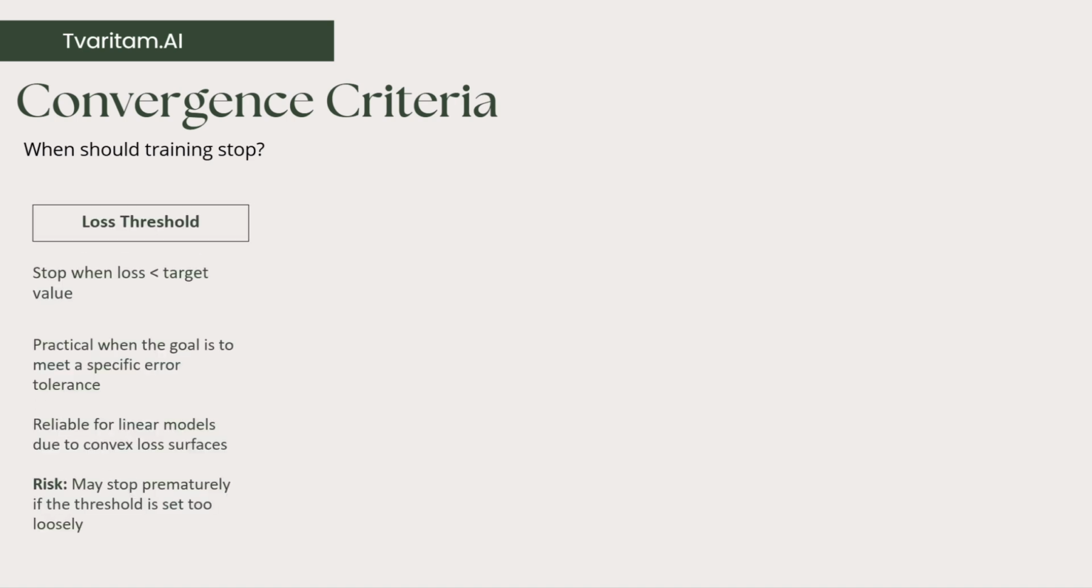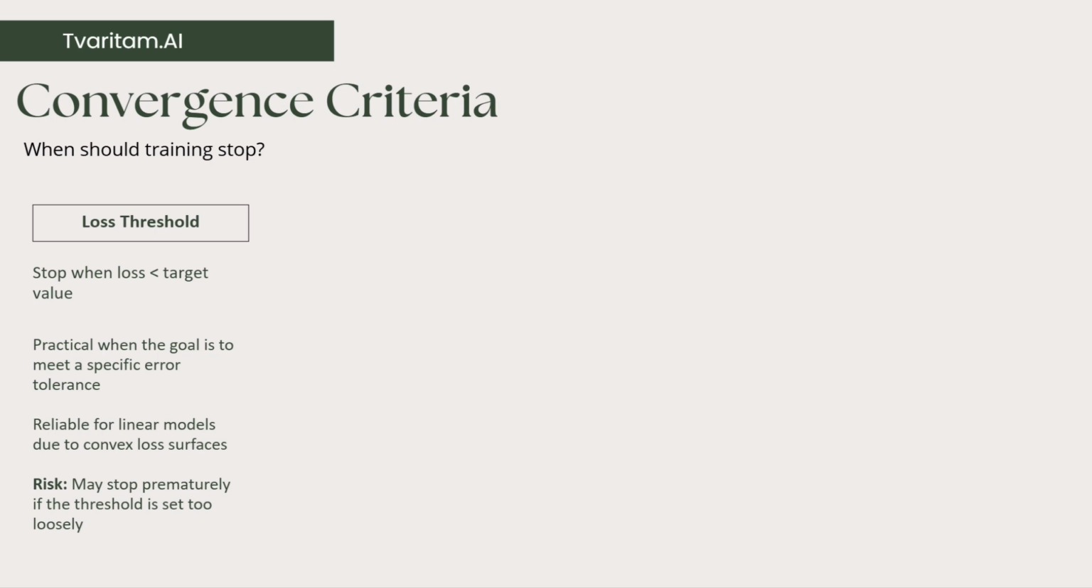First is loss threshold. In this method, we stop training when the loss becomes smaller than a predefined value. For example, if we are using mean squared error and we decide that an error below 50 is acceptable, we can stop training once the loss drops below that level.